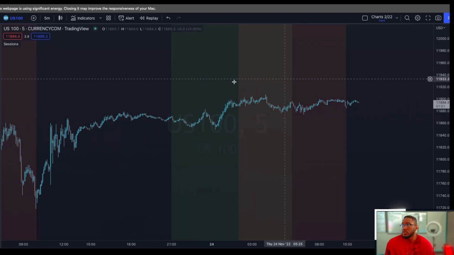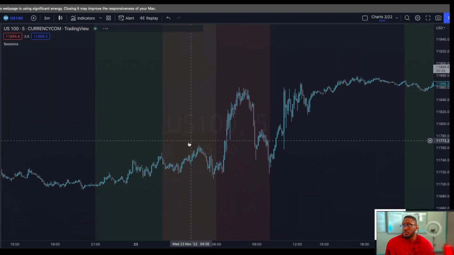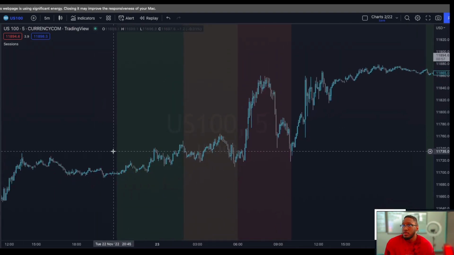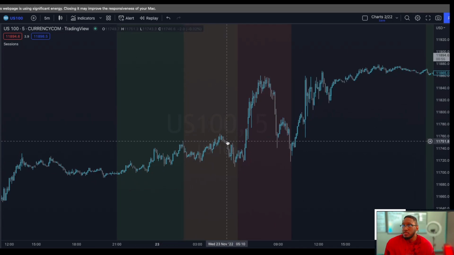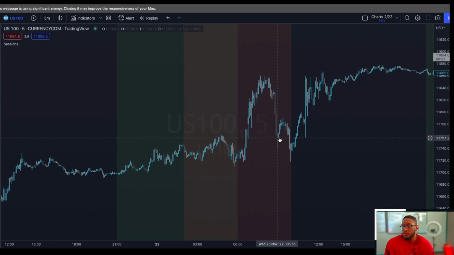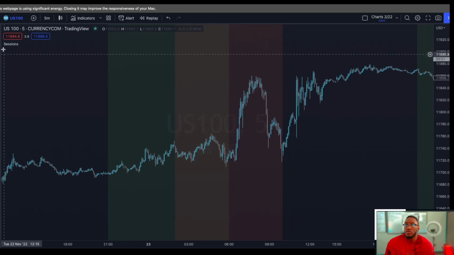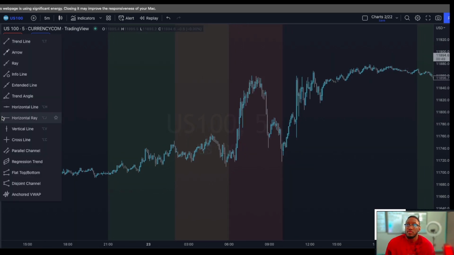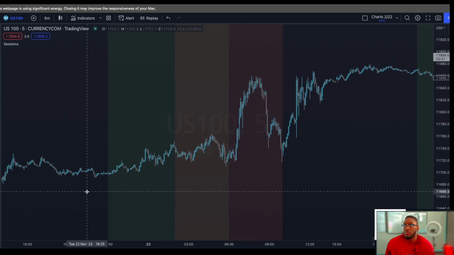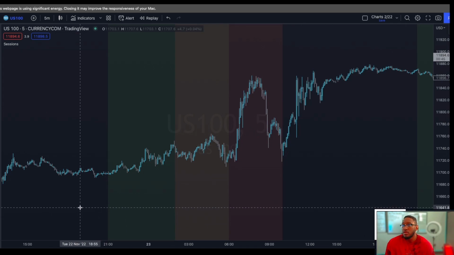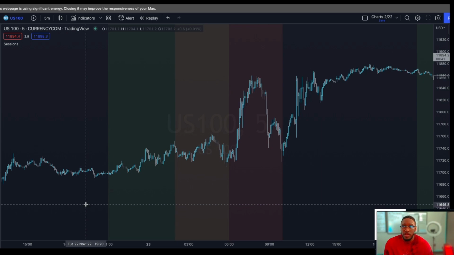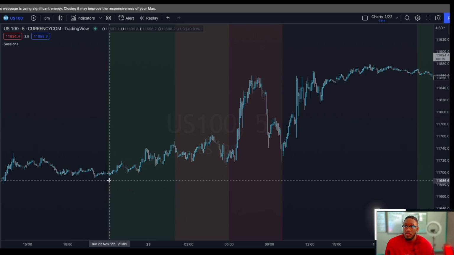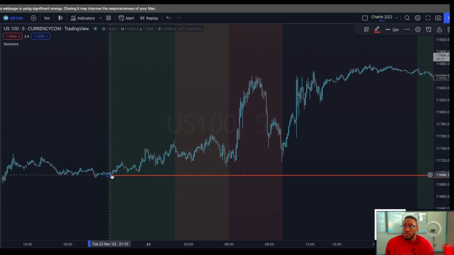So today's Thanksgiving currently, so let's go to yesterday. This is London session. This is the overlap. This is the beginning of New York session. So if I take this horizontal ray and mark up the low of London session, you will see it's right here, because this is the low.